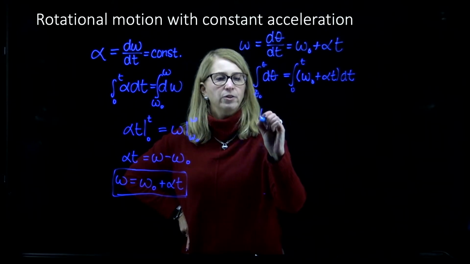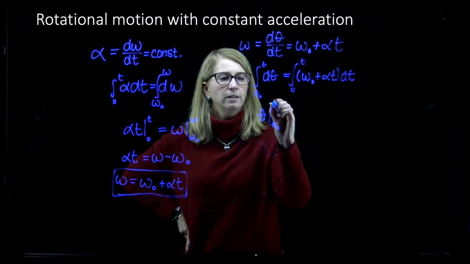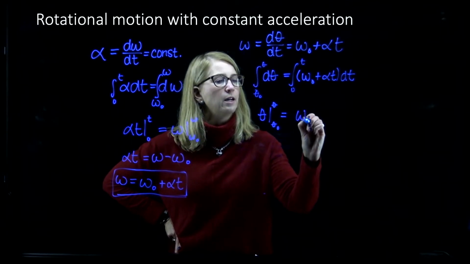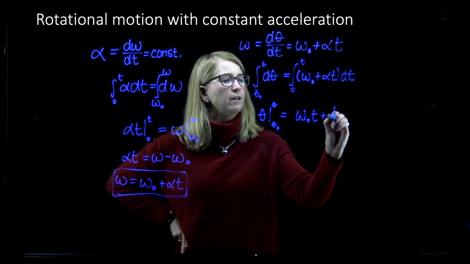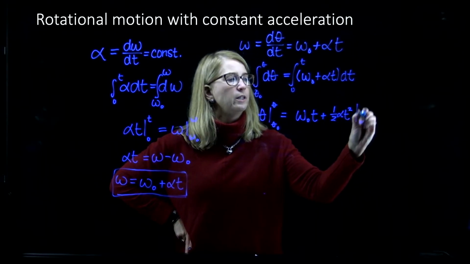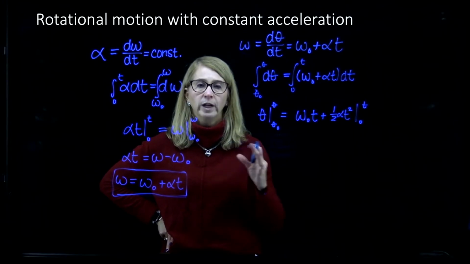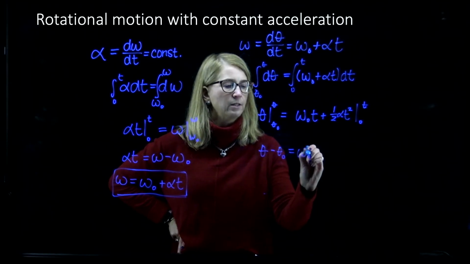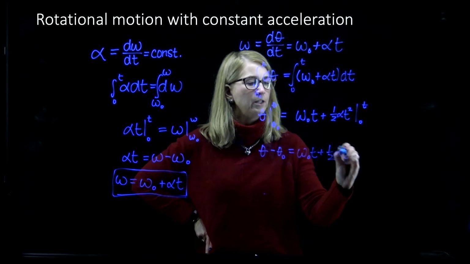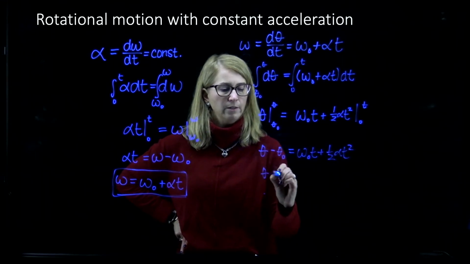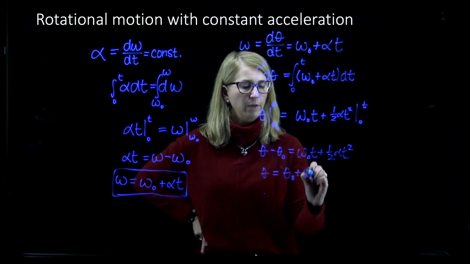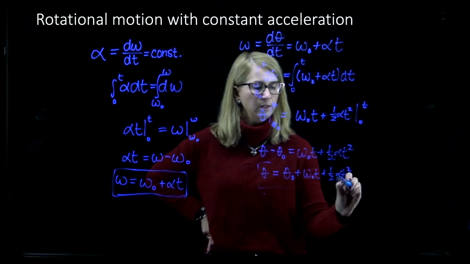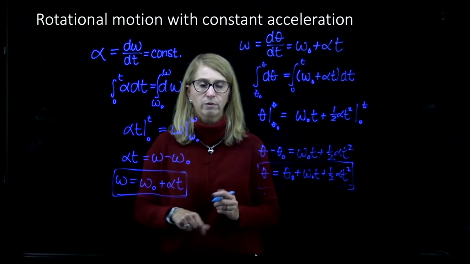When I integrate d theta, I just get theta, evaluated at theta naught, theta. On the right-hand side, it's going to be a little bit more complicated this time. I'm going to get omega naught times t plus 1/2 alpha t squared, evaluated at 0 and t. When I put in the limits of my integration, I get theta minus theta naught is equal to omega naught t plus 1/2 alpha t squared. So theta is equal to theta naught plus omega naught t plus 1/2 alpha t squared. That is my next expression that I want to remember.